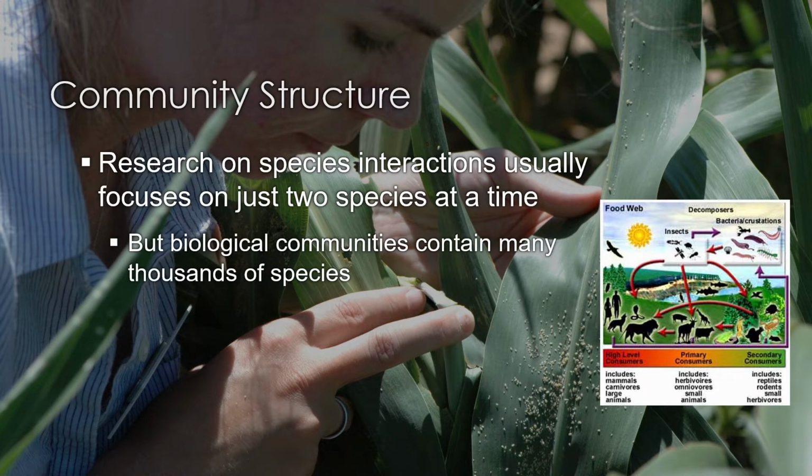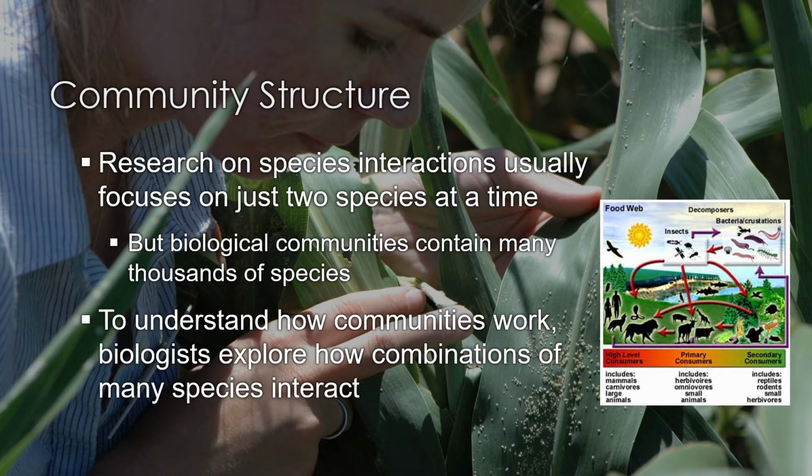The resulting complexity of interactions is overwhelming. How can biologists begin to characterize communities? In general, a community structure has four key attributes. First, the total number of species. Second, the relative abundance of those species. Third, the sum of interactions among all species.